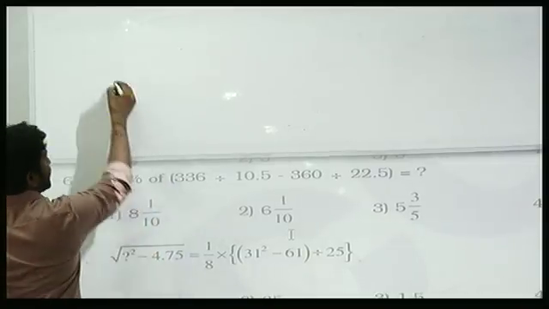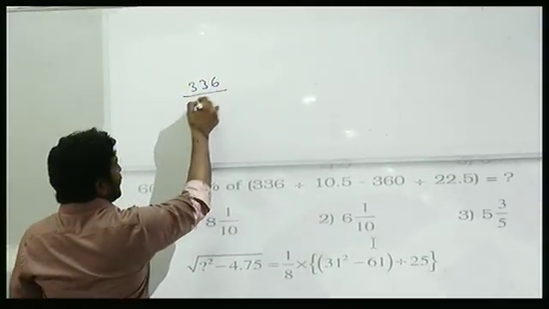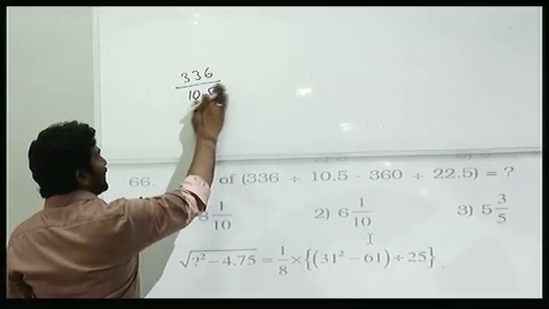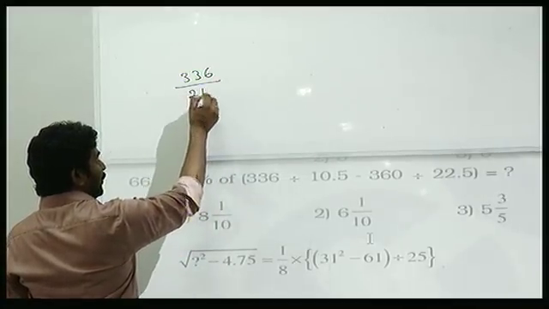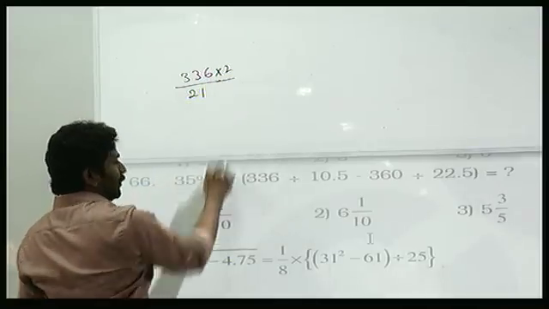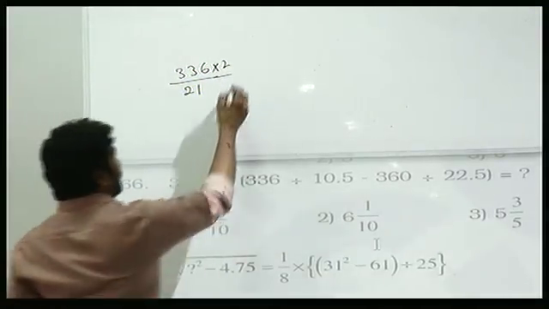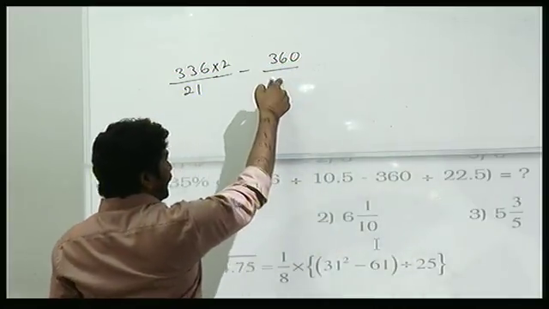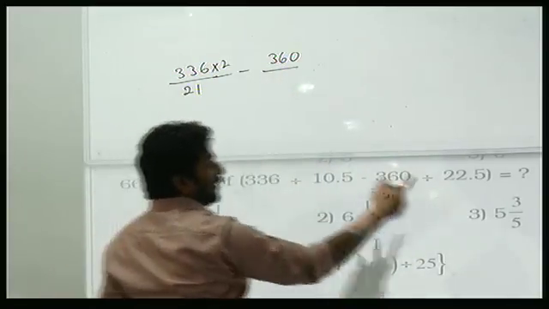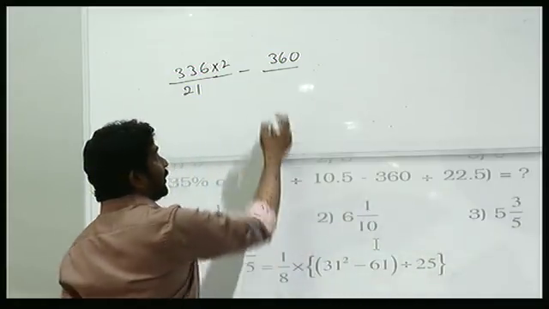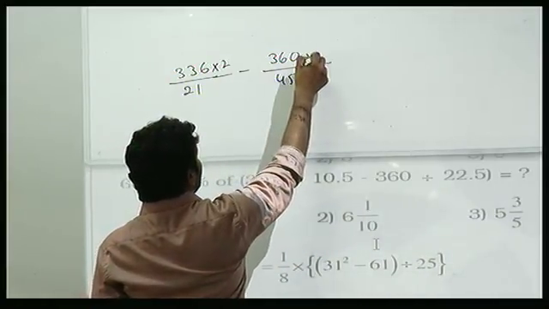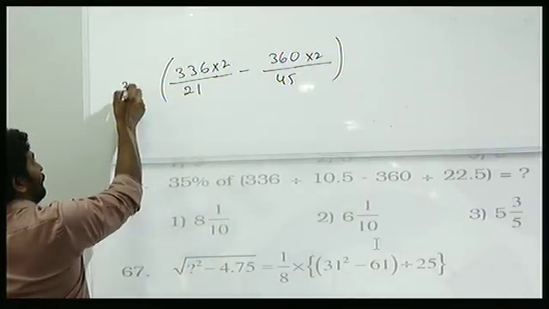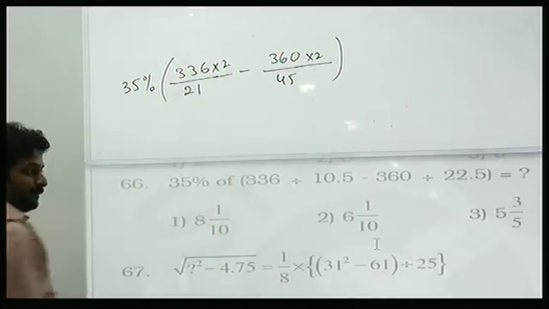So this becomes 336 by 10 and a half. I will write this number as 21 by 2. By 2 comes to numerator. Minus 360 by 22 and a half. Let's write 22 and a half as 45 by 2. 2 comes to numerator. And out of all this, we need to calculate 35%.